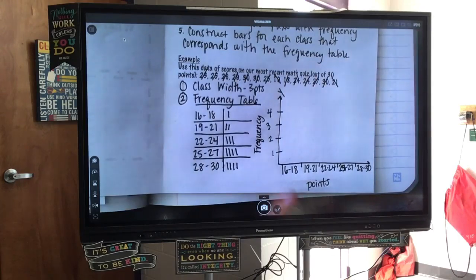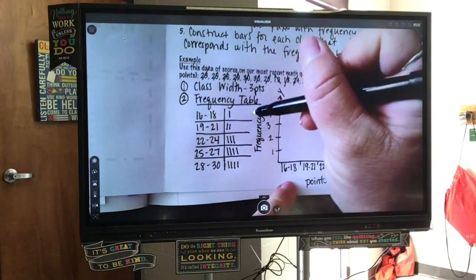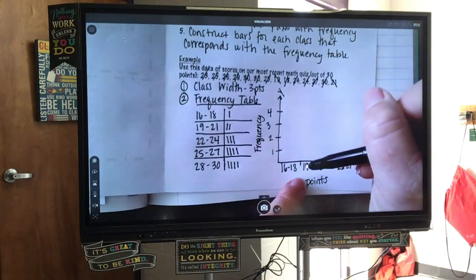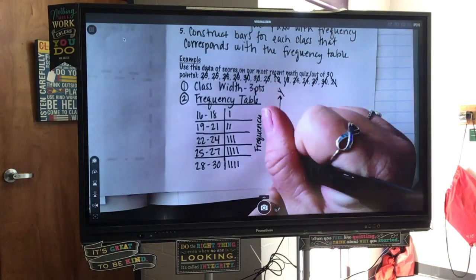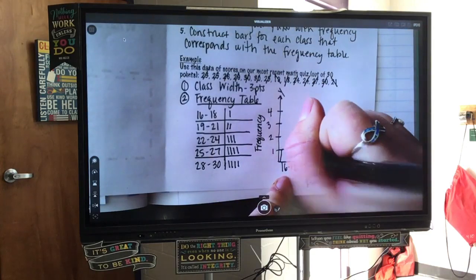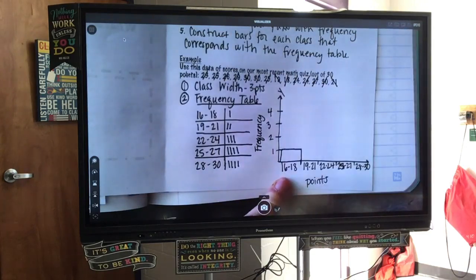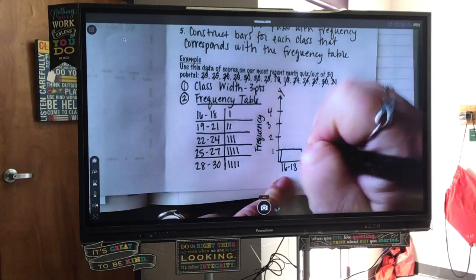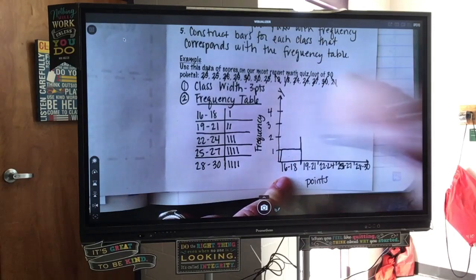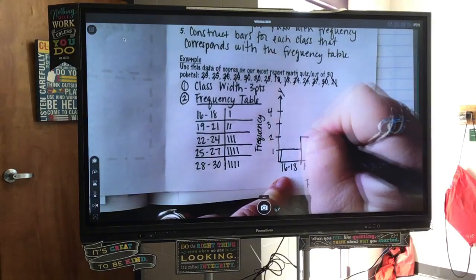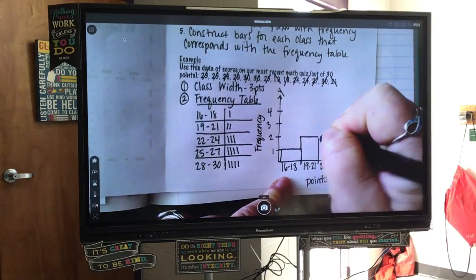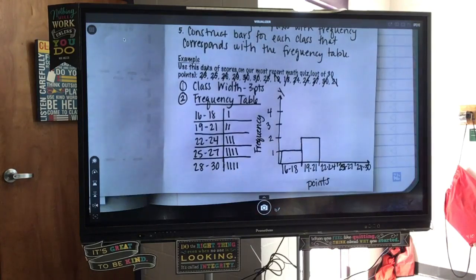So how many tally marks did we have in our frequency table for 16 through 18? 1. So you're simply going to draw a bar to 1. All right, how many frequencies did we have between 19 through 21? Kylie? 2. So I'm going to just draw straight up from that last one to 2. See how they are connected. There's no space between them. Do not put a space between them, guys.